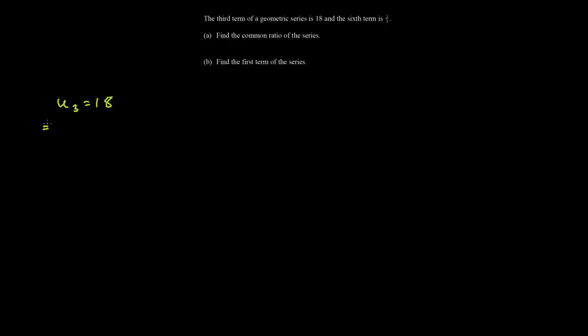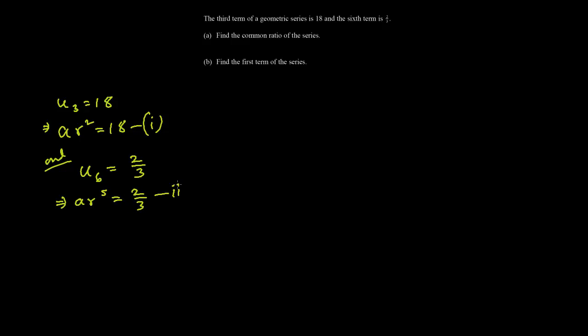Now, you remember that the third term means A r to the power 2. So that is equal to 18. So this is equation 1. And the second information we have is the sixth term, U6, is 2 by 3. Again, you should remember it is A r to the power 5 and that is equal to 2 by 3, and this is equation 2.